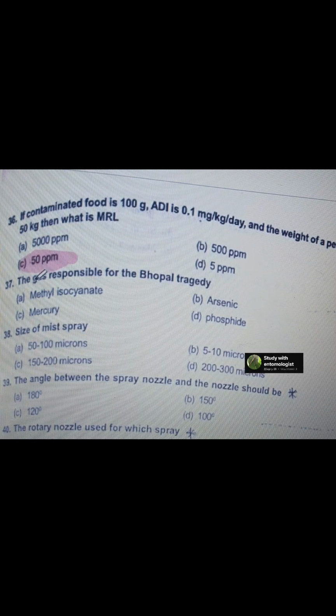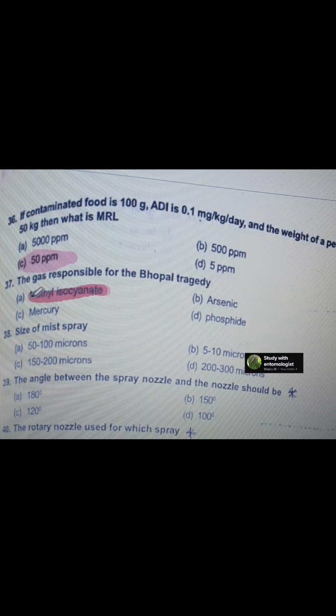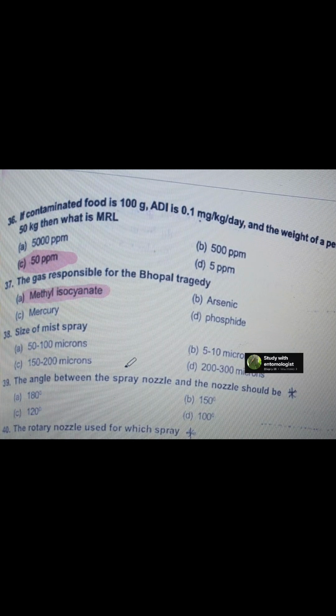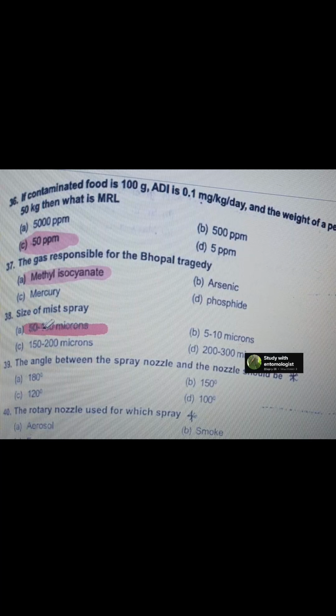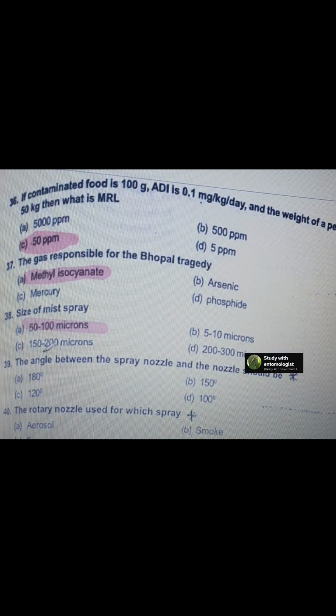Next question is the gas responsible for the Bhopal tragedy. The gas name is methyl isocyanate, in short MIC. Size of mist spray, so from 50 to 100 microns will come under the mist. Then the angle between the spray nozzle and the nozzle should be, so it should be 120.